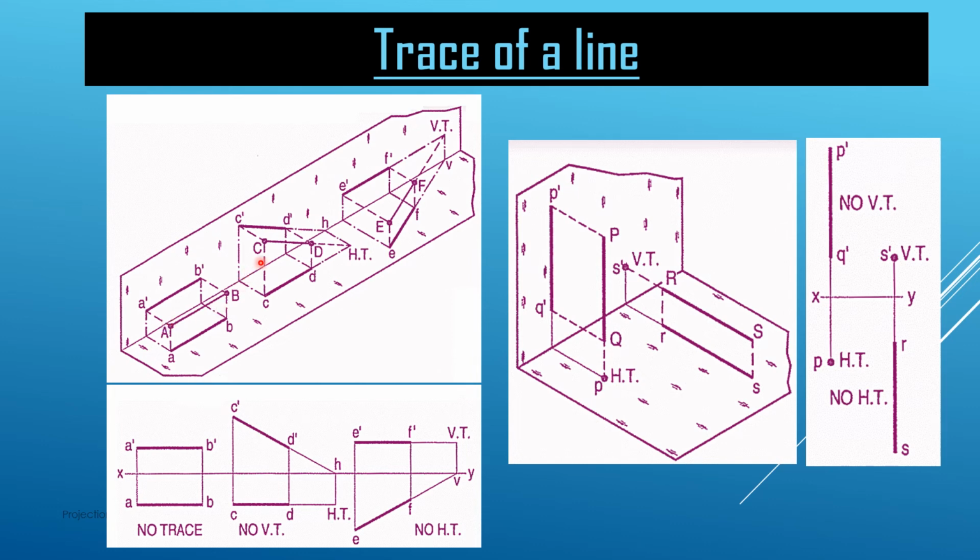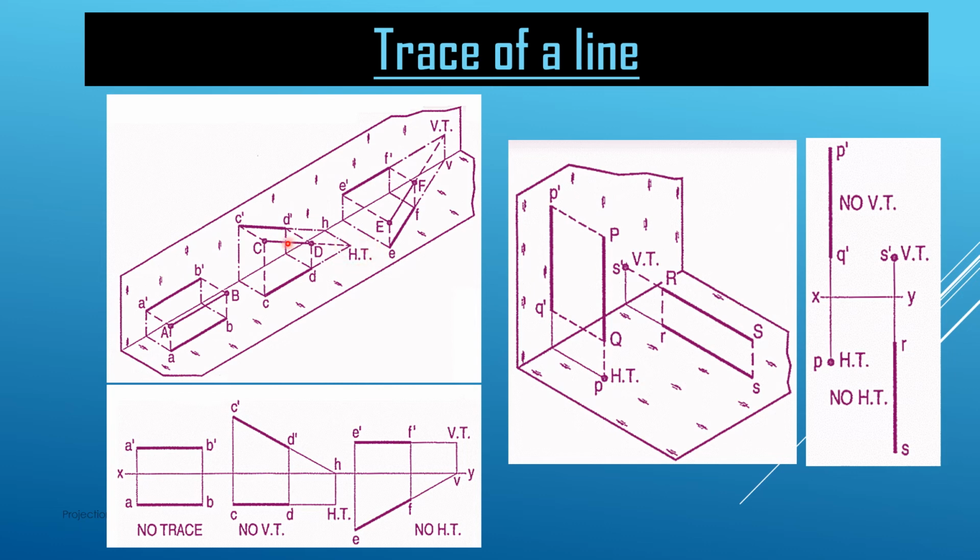Now suppose in the second case the line is CD, which is making an angle theta with the horizontal plane and is parallel to the vertical plane. So the projection of this line is C dash and D dash on the vertical plane and CD on the horizontal plane. Now we see that this CD line is intersecting the horizontal plane at this point, which we call HT, the horizontal trace.